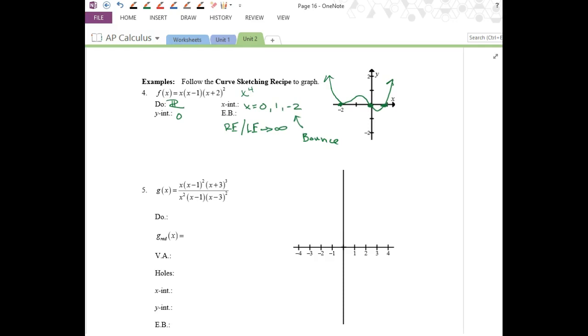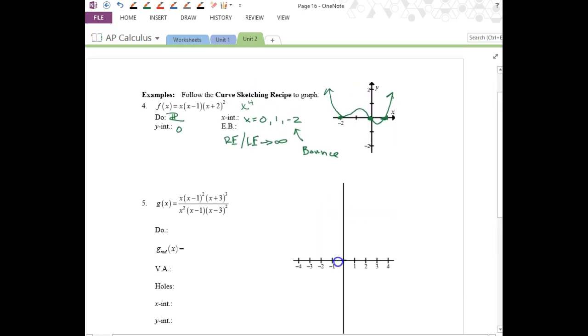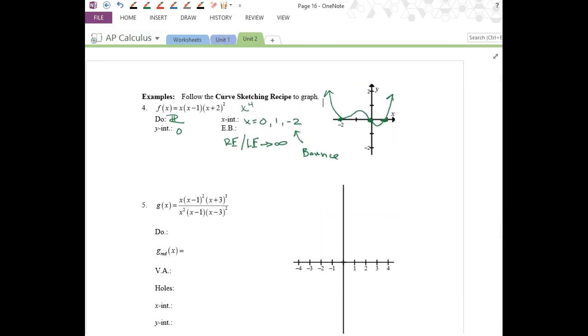So how would you know how to deal with number 4? Well, you know that it's an x to the 4th. It looks like a parabola. You know it bounces at -2. So I'm going to start up, go to -2, bounce up, and then come back down and cross through 0 and 1, because they have odd exponents. So even is a bounce, odd goes through.